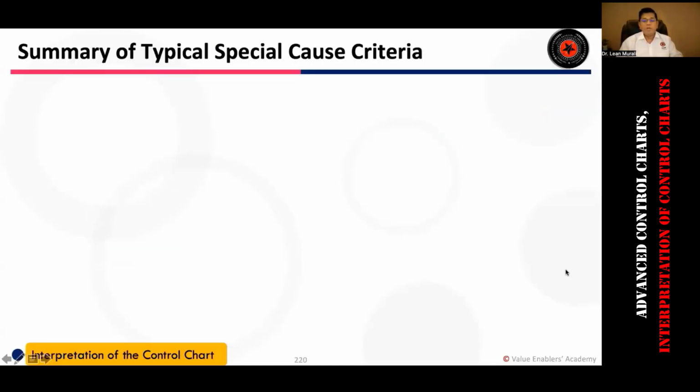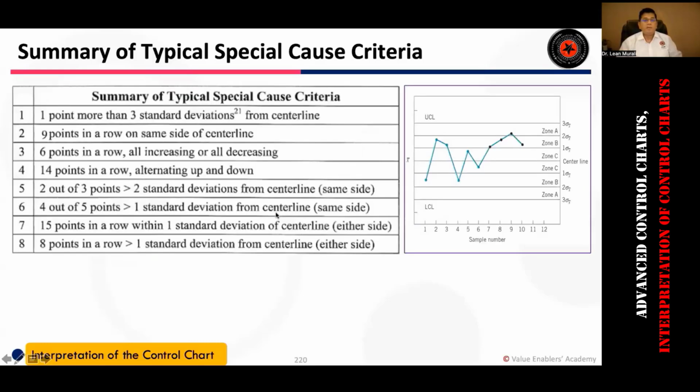Now, the summary of this. You can take a screenshot of this. How do you identify the patterns? There are 8 points. You can take a screenshot of this. 1 point more than 3 standard deviations from the center line, 9 points in a row on the same side, 6 points in a row increasing or decreasing, 14 points in a row alternating up and down, 2 out of 3 points greater than 2 standard deviations, 4 out of 5 points greater than 1 standard deviation, 15 points in a row within 1 standard deviation.